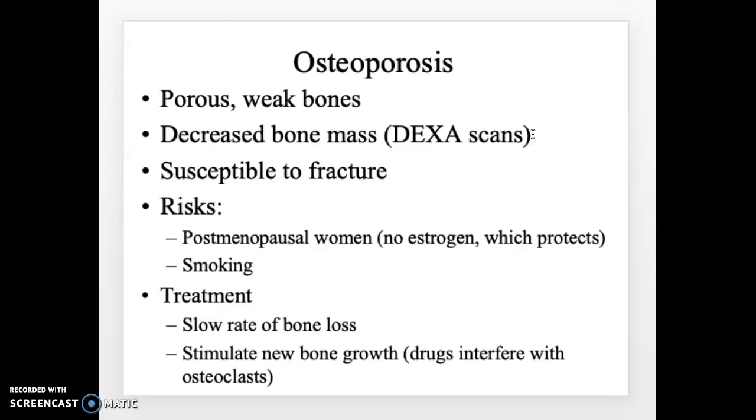Treatment. We have some medications that we can use to try to slow the rate of bone loss. And there are some new medicines that interfere with osteoclast activity that allow the osteoblasts to start building more bone without the osteoclasts interfering.